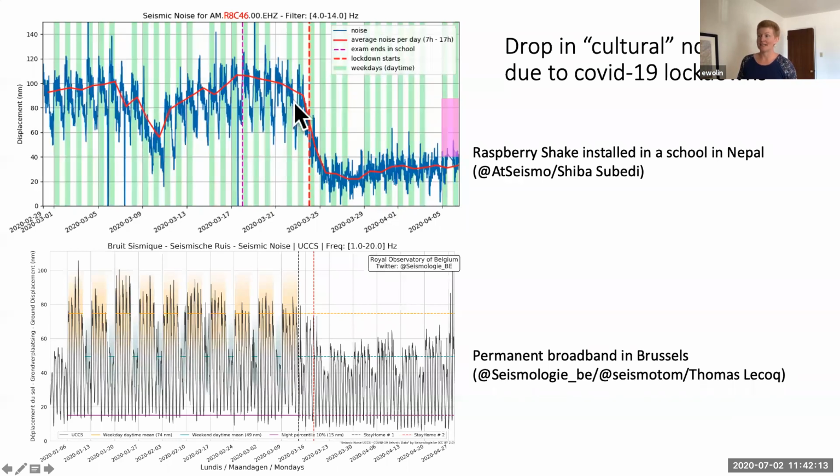Here's another really nice example from a Raspberry Shake installed at a school in Western Nepal from Shiva Subedi. So most of the time, this is recording humans causing ground motions, right? People walking around, cars driving by, things like that, air conditioners, generators. But after lockdown, the level of noise that the seismometer is observing has drastically dropped.